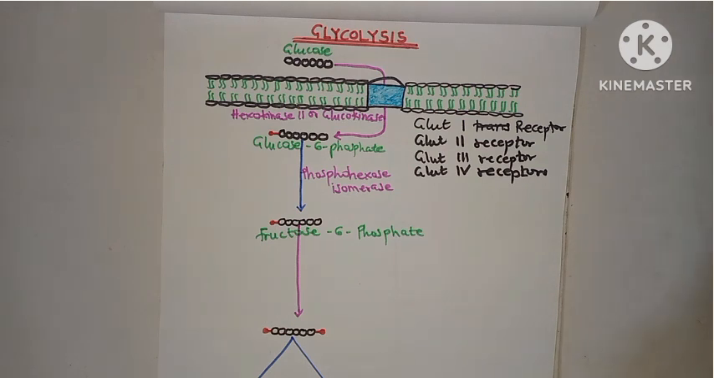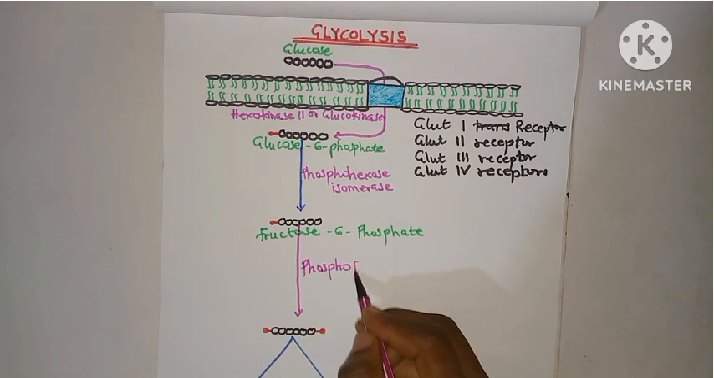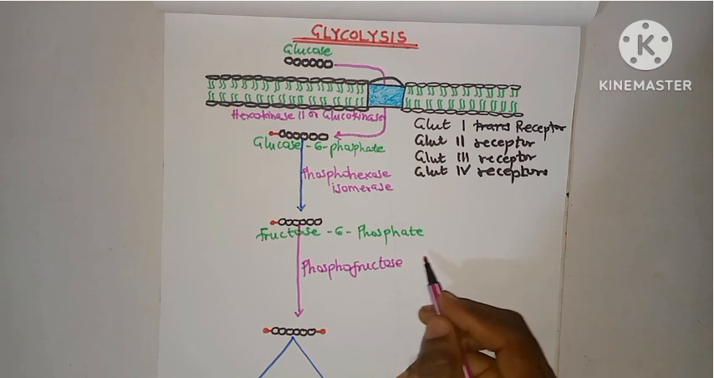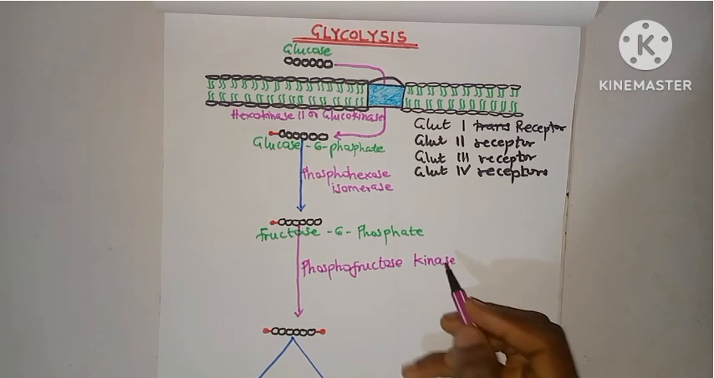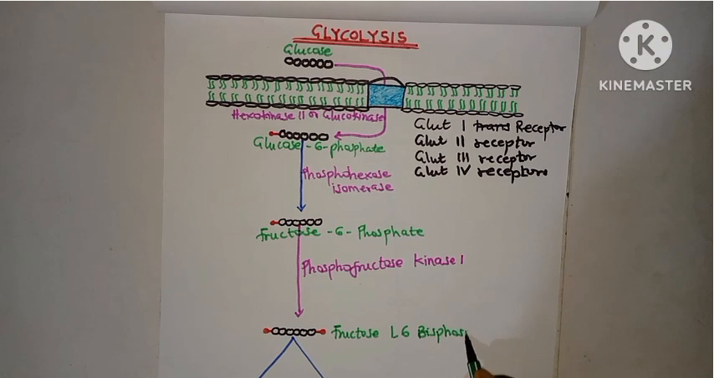So let me write the name of the enzyme down. Phosphofructose kinase 1. This enzyme will add a phosphate group to carbon 1 so that we now have two phosphate groups, one on carbon 1 and one on carbon 6, which will cause the molecule to change, and we now get a new molecule known as fructose 1,6 bisphosphate.